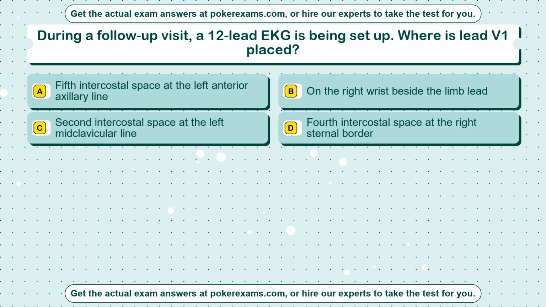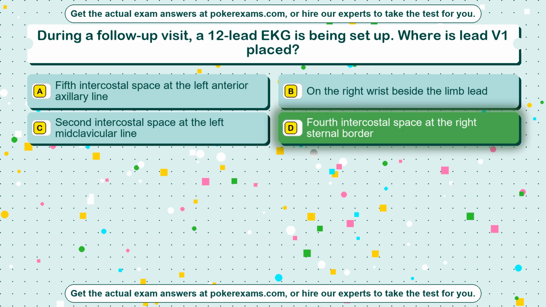Question 63. During a follow-up visit, a 12-lead EKG is being set up. Where is lead V1 placed? Option A, 5th intercostal space at the left anterior axillary line. Option B, on the right wrist beside the limb lead. Option C, 2nd intercostal space at the left midclavicular line. Option D, 4th intercostal space at the right sternal border.